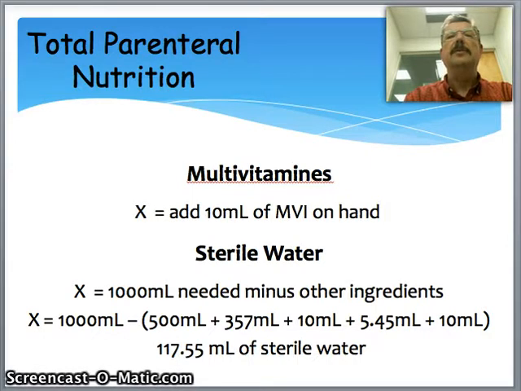You go 1,000 milliliters, which is what's needed for the total parenteral nutrition bag, subtracting the 500 milliliters and the 375 milliliters and the 10 milliliters and the 5.45 milliliters and the 10 milliliters, you will be adding 117.55 milliliters of sterile water.